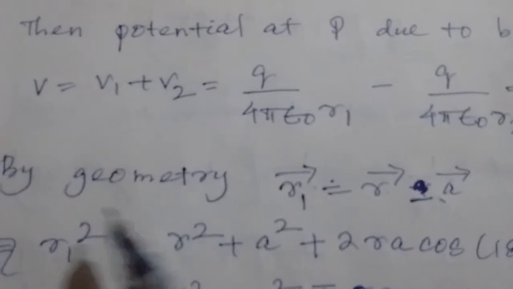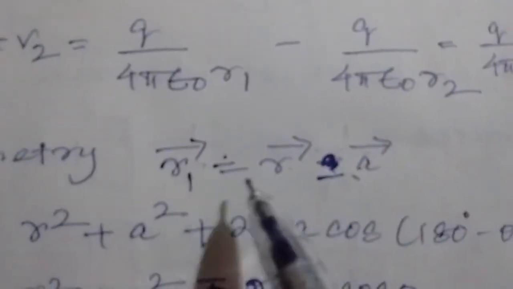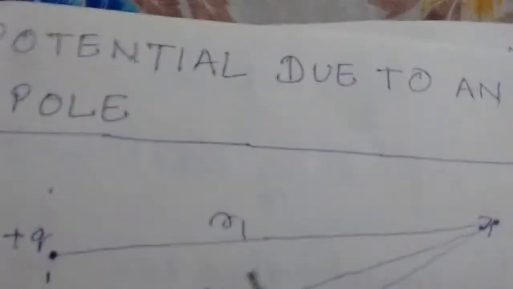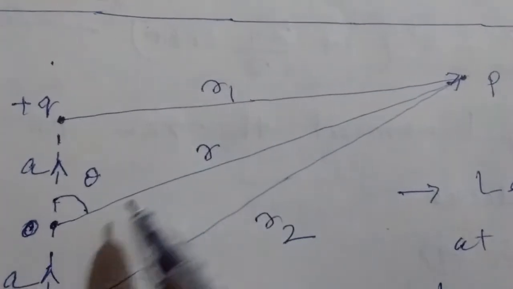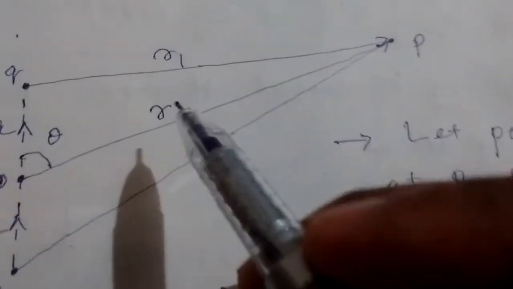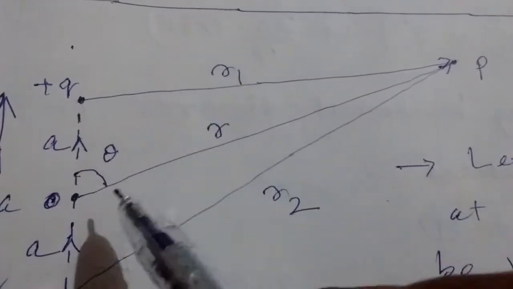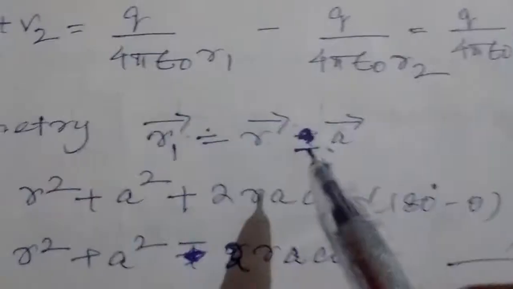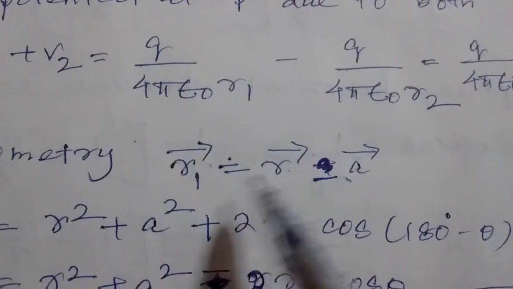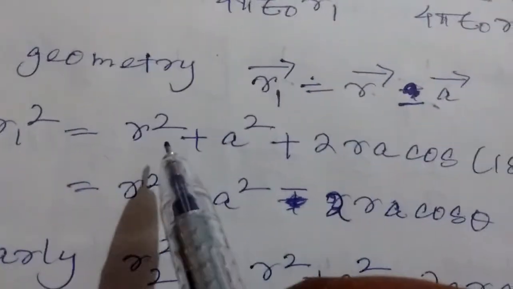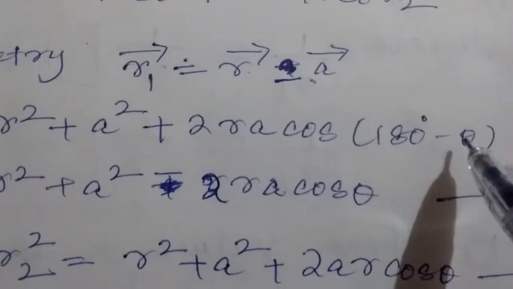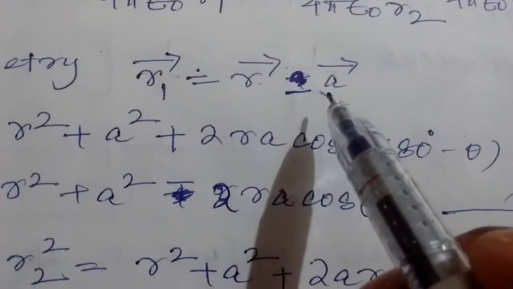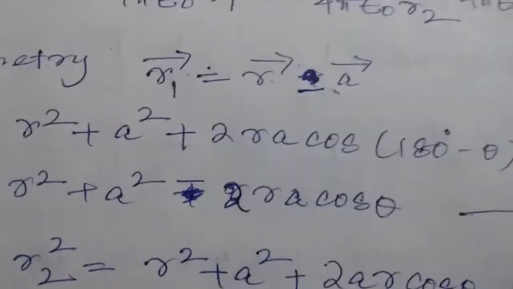Here you look, by geometry, R1 is equal to R minus A. How? By vector addition principle, vector A plus vector R1 is equal to vector R. Alternatively, R1 is equal to R minus A. So R1 square is equal to R square plus A square plus 2RA cos 180 minus theta. Why 180 minus theta? Because this is minus sign. You can alternatively write here minus 2RA cos theta.